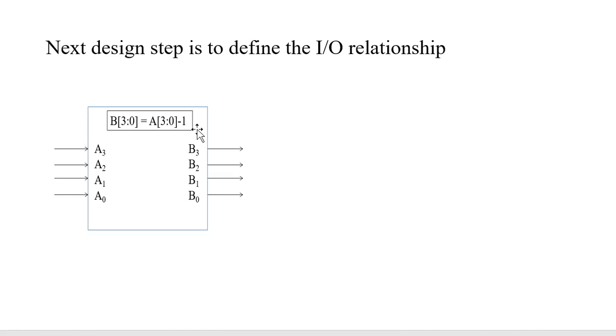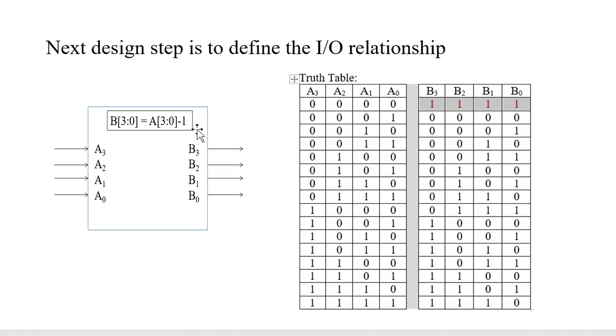Our next step, we need to define the relationship between the input and output. We can do that with a truth table. Since we only have 4 inputs, that'll give us 16 rows of the truth table. And as we do that with the truth table, we see that certainly 1 minus 1 would give us a binary 0, a 2 minus 1, a binary 1. We have no problem for binary 1 through binary 15. However, binary 0 is going to give us a negative 1. So we're not really sure what we should do with a negative 1.